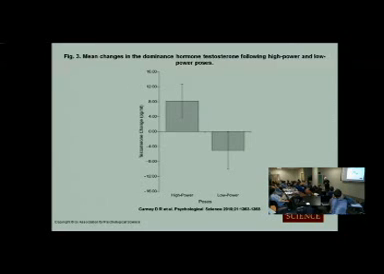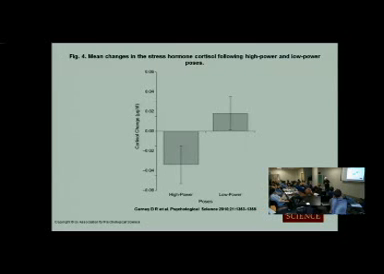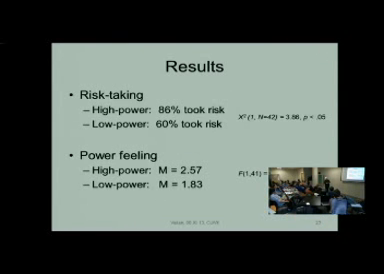Okay, so here's the effect on testosterone. When you're in the high power group, your testosterone goes up. When you're in the low power group, your testosterone goes down. And cortisol is the reverse. If you're in the high power group, your cortisol goes down. If you're in the low power group, your cortisol goes up.